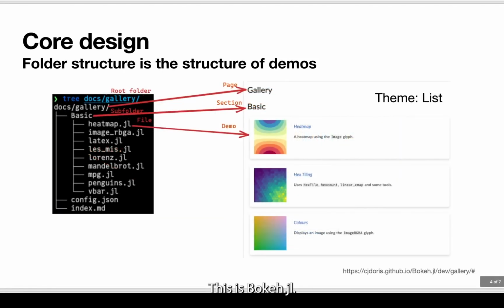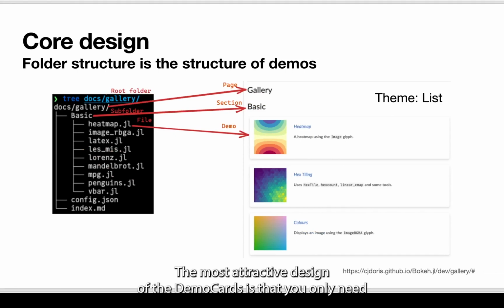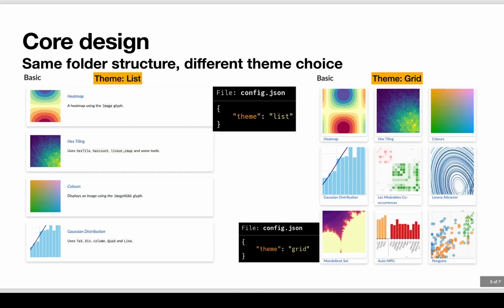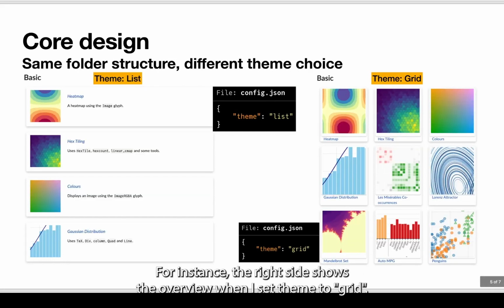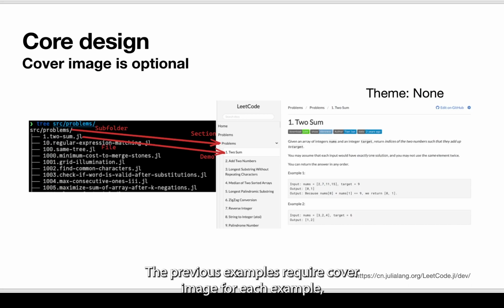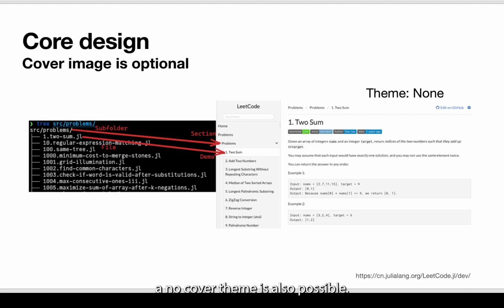This is bokeh.jl. It uses the list theme. The most attractive design of DemoCards is that you only need to change one line in the configuration to switch between different themes. For instance, the right side shows the overview when I set the theme to grid, with the same folder structure as on the left side, but the themes are different. The previous examples require a cover image for each example. A no cover theme is also possible.